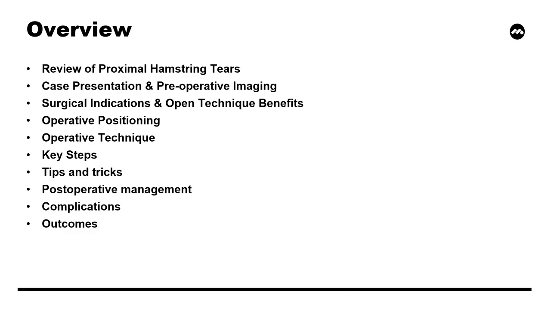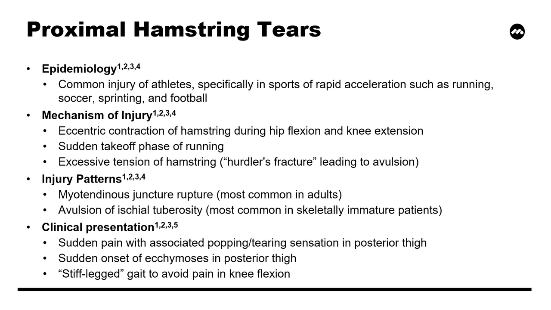Here is our overview. Proximal hamstring tears are common, particularly in athletes and in those who have rapid acceleration and deceleration in their sport. The mechanism of injury is typically an eccentric contraction of the hamstring in a high tension state, such as during hip flexion and knee extension. This leads to an injury pattern in adults that is more common at the myotendinous junction, and in children, an avulsion of the ischial tuberosity or its apophysis.